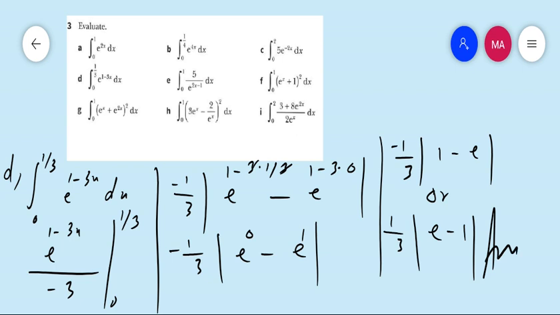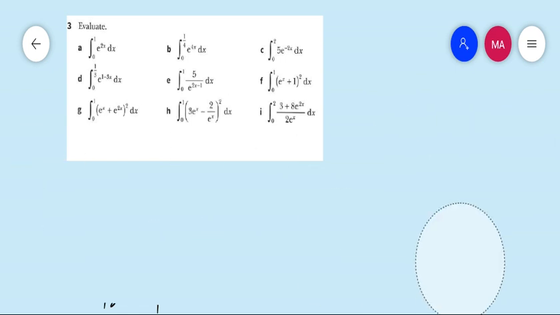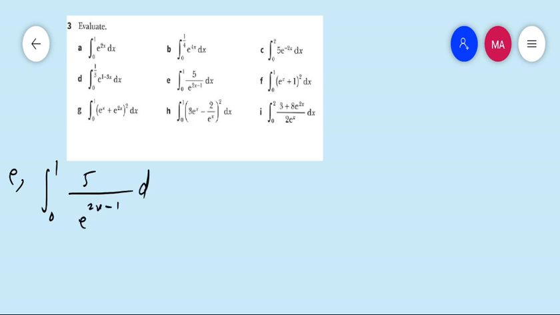So I left the answer in the form of exponent e. Move to part E. Integrate 0 to 1, 5 over e^(2x minus 1) dx. 5 goes outside the sign of integration, and e power 2x minus 1, when it becomes numerator, it will be 1 minus 2x.